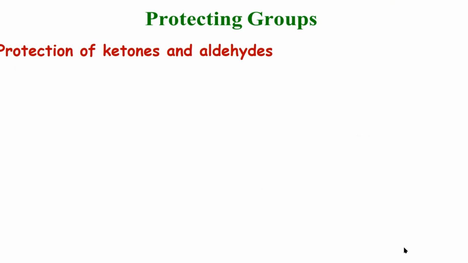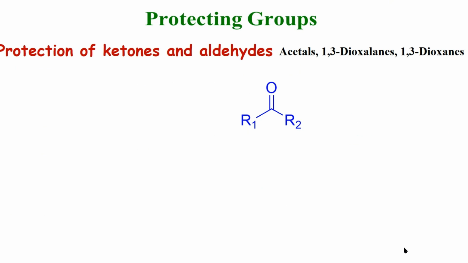Today's subject of discussion is protection of aldehydes and ketones, the strategies utilized. Aldehydes and ketones are protected from reacting by using the form of either acetals, 1,3-dioxolanes, or 1,3-dioxanes. Let us look at the reagents and the reaction conditions that would be utilized for converting the aldehydes and ketones to acetals, dioxolanes, and dioxanes respectively.